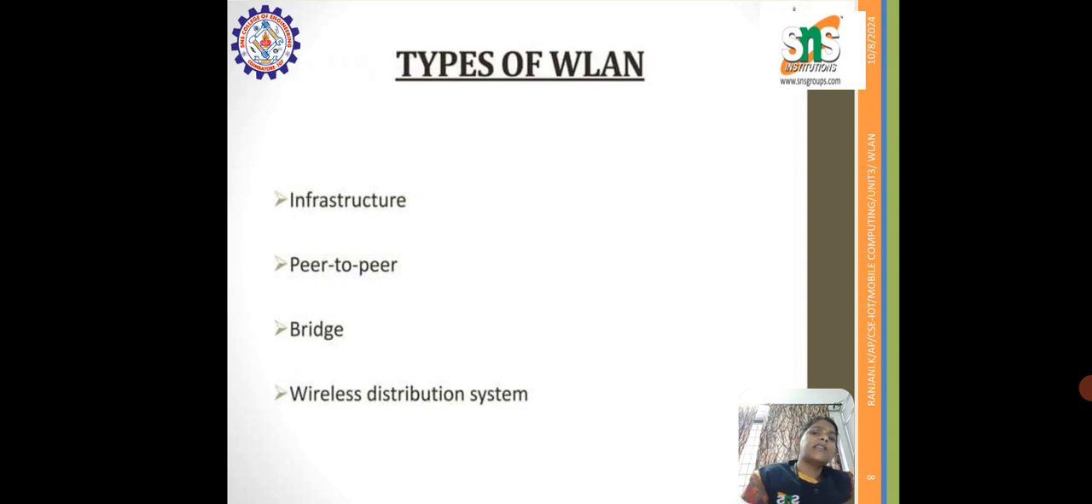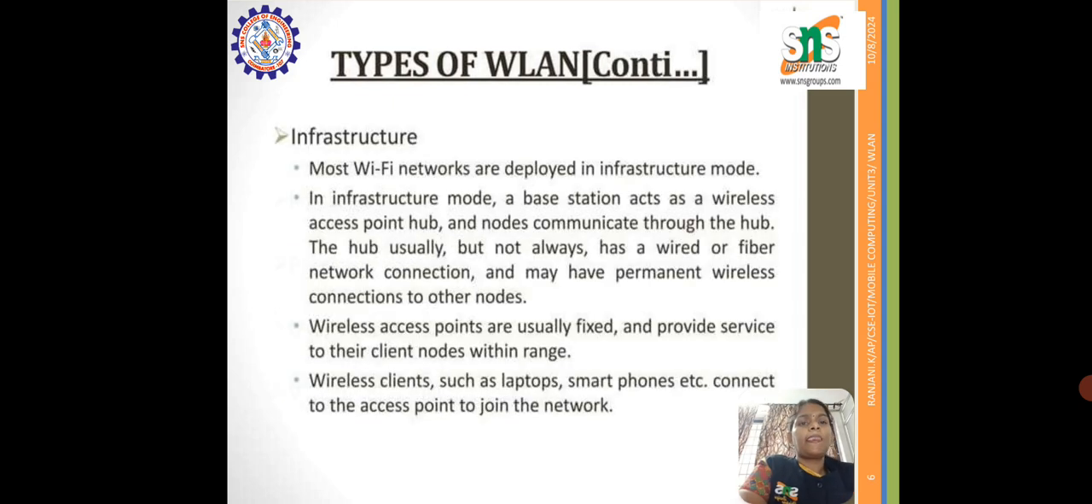These are the types of wireless LAN. One is infrastructure, next is peer-to-peer, next is bridge type, and the last one is wireless distribution system. In infrastructure mode, most Wi-Fi networks are deployed this way. The base station is a wireless access point hub, and nodes communicate through the hub. The hub usually, but not always, has a wired or fiber network connection, and we have a permanent wired connection to other nodes. Wireless access points are usually fixed and provide services to their client nodes within range, and wireless clients such as laptops and smartphones connect to the access point to join the network.